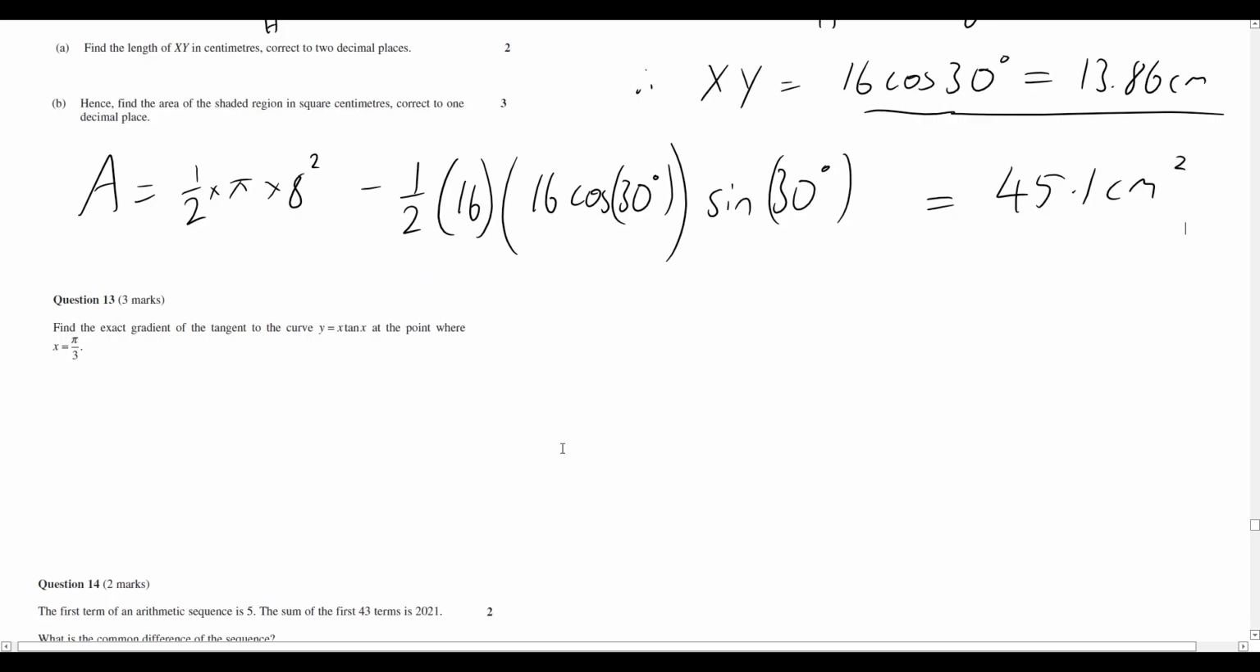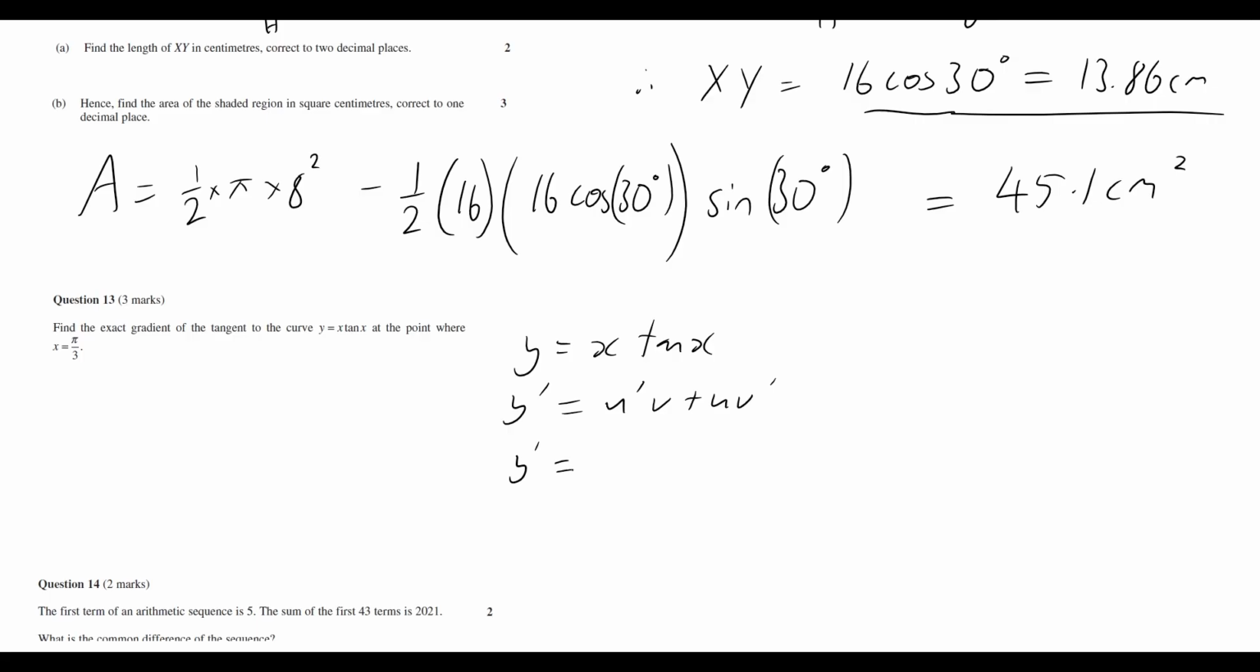So find the exact gradient of the tangent to the curve y equals x tan x at the point where x equals pi on 3. Okay, so anytime I see the word gradient to a tangent and we are working with some function, you know the first thing we're going to do is write that out. And then we're going to solve our first derivative. So here we're going to use our product rule. So just a quick reminder, that's u dash v plus uv dash, where u is x and v is going to be tan of x.